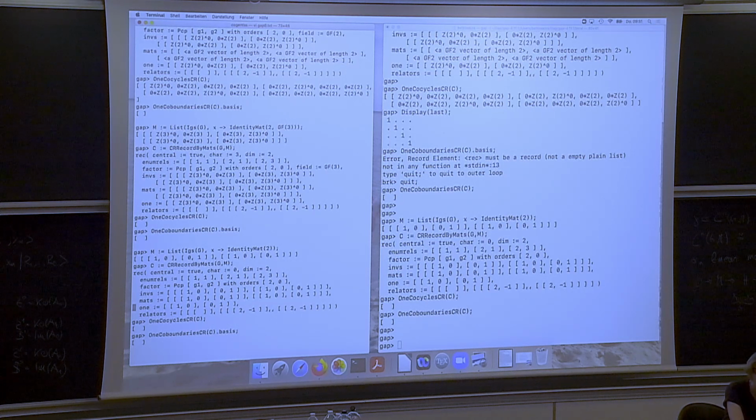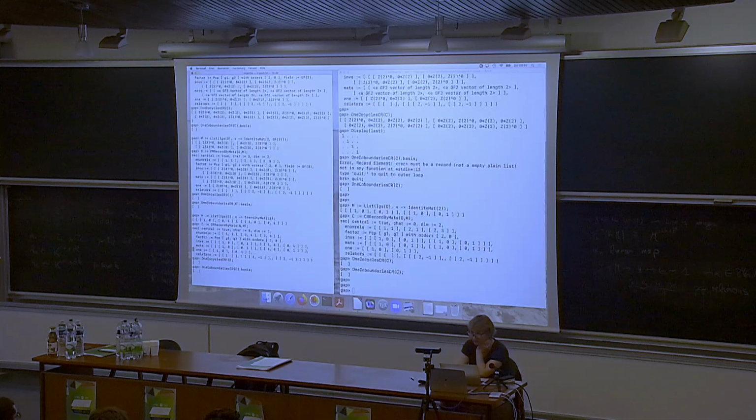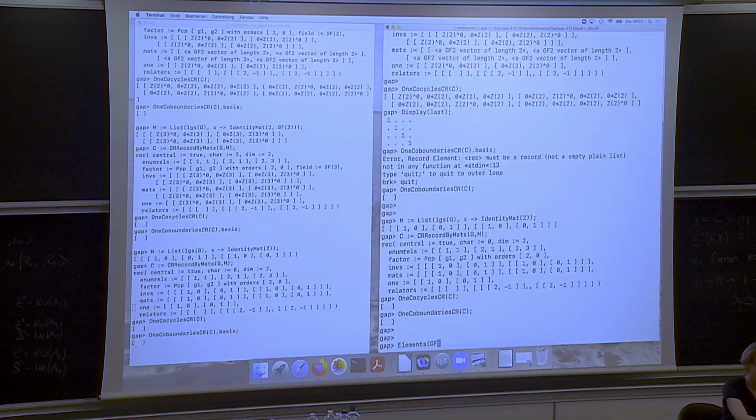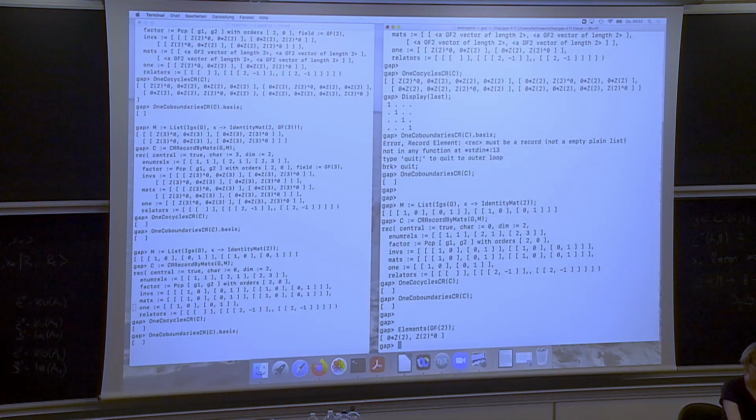Sorry? What is the GF2 in GAP? That's the field with 2 elements. It's F2, the Galois field with 2 elements. And it has this strange way of describing elements. Let's have a look. Elements of GF2: there are 2 of them.